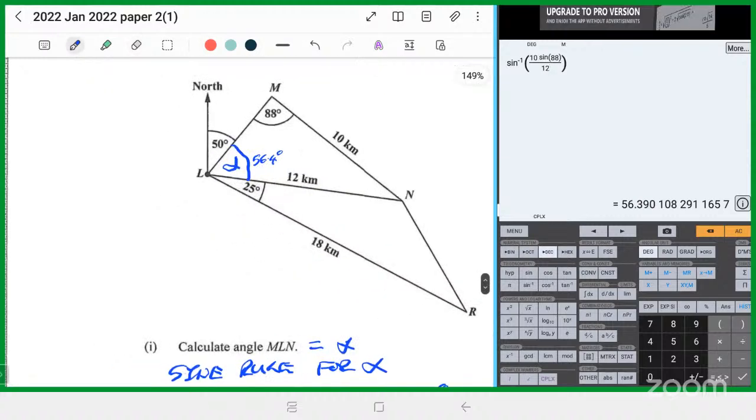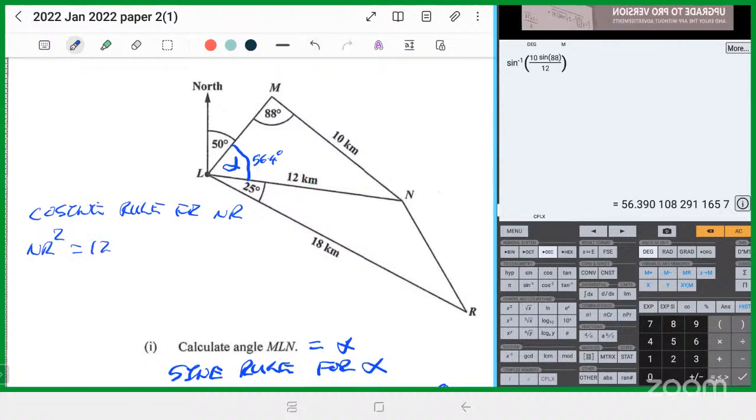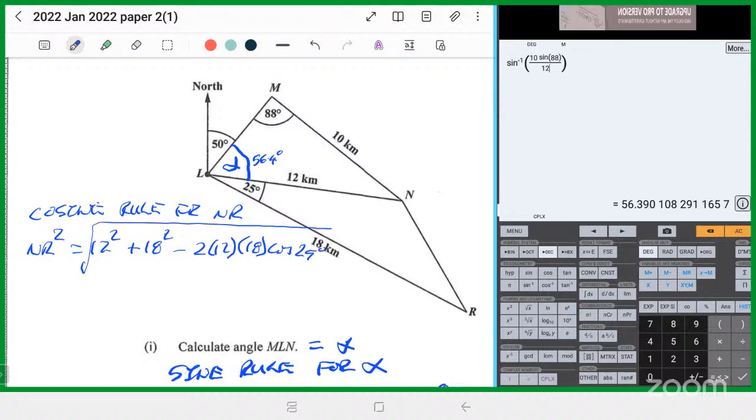So, cosine rule for NR. It's like Pythagoras' theorem. NR squared equals this side squared plus that side squared: 12 squared plus 18 squared, minus twice 12 times 18 times the cosine of the angle between them, which is 25. And instead of putting a square here, we can just square root everything and leave off the square.